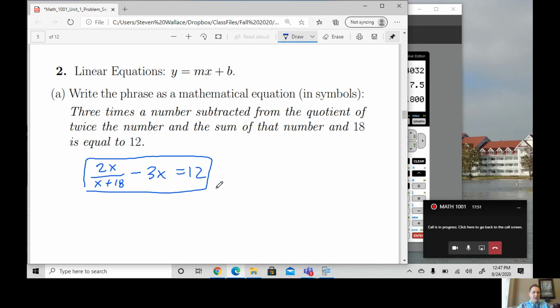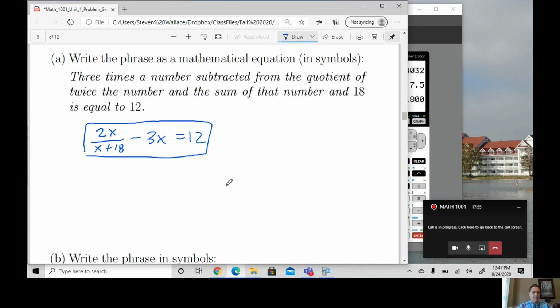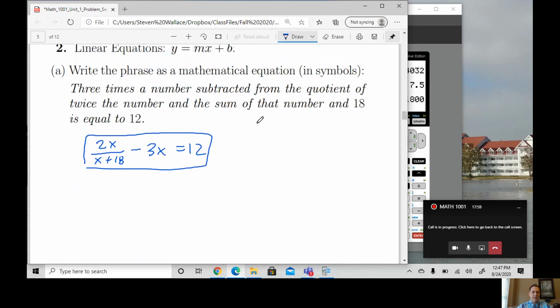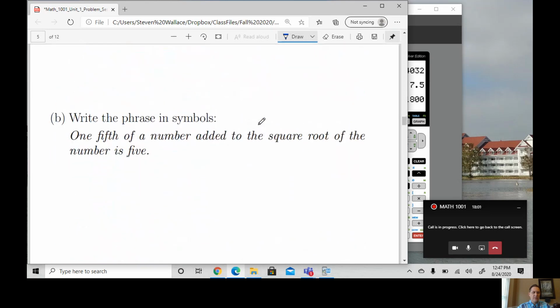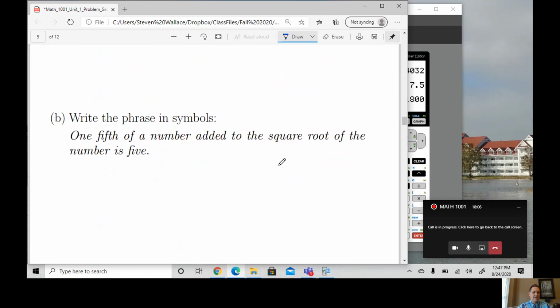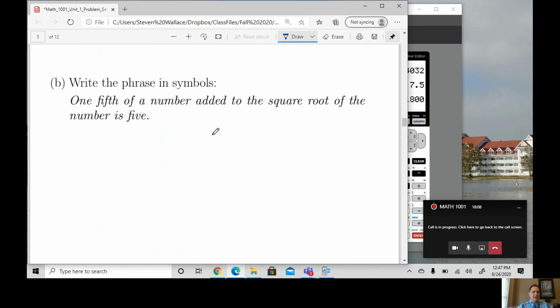Actually, this wouldn't be a linear equation. This turns out to be a quadratic equation if we were to do it out. This is a little too complicated, but you get the gist, right? We need to read it and think about the order of operations. This is definitely a linear equation.